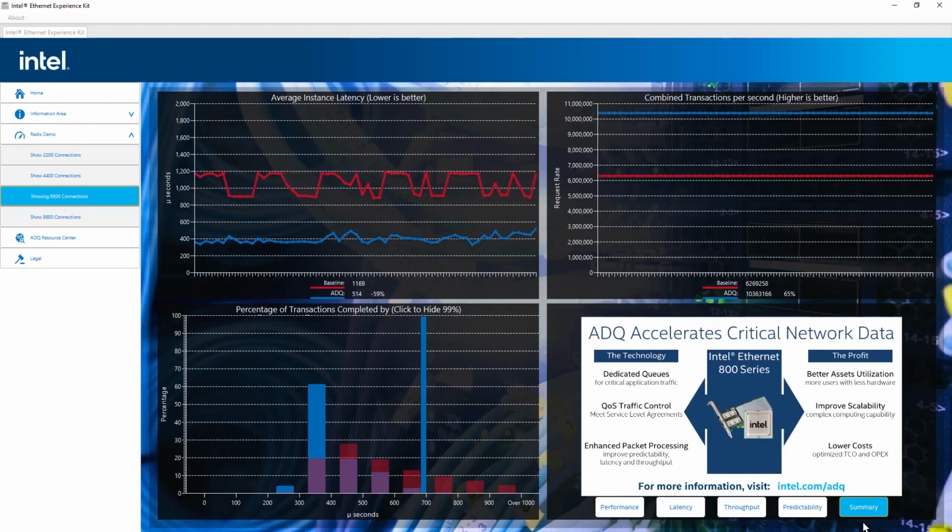ADQ provides performance with controlled investment. By dedicating network adapter silicon hardware to high-priority applications, the Intel Ethernet 800 series with ADQ prioritizes network traffic for greater predictability, improved responsiveness, and higher throughput from the edge to the cloud. Greater predictability and responsiveness to customers can lead to higher satisfaction and retention. This may provide cloud service providers with a competitive advantage and improved value proposition to a wider customer base.